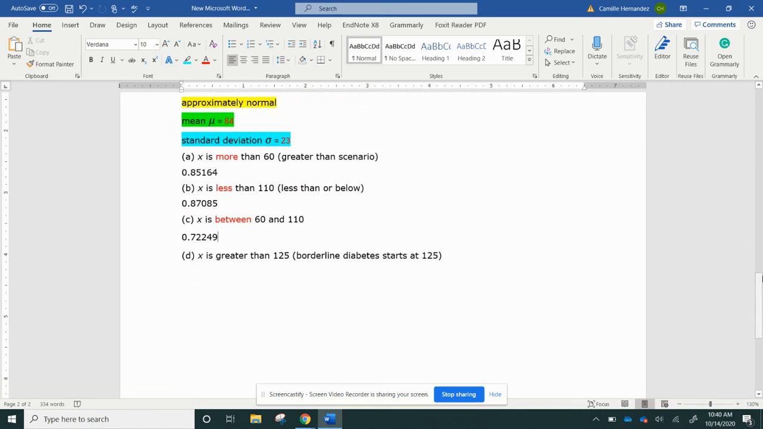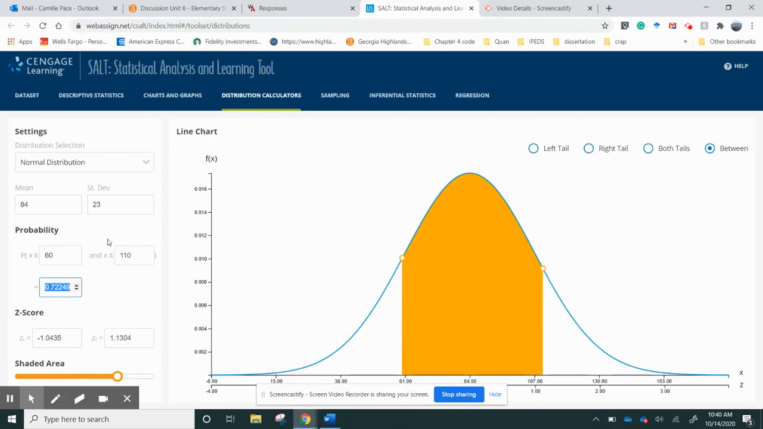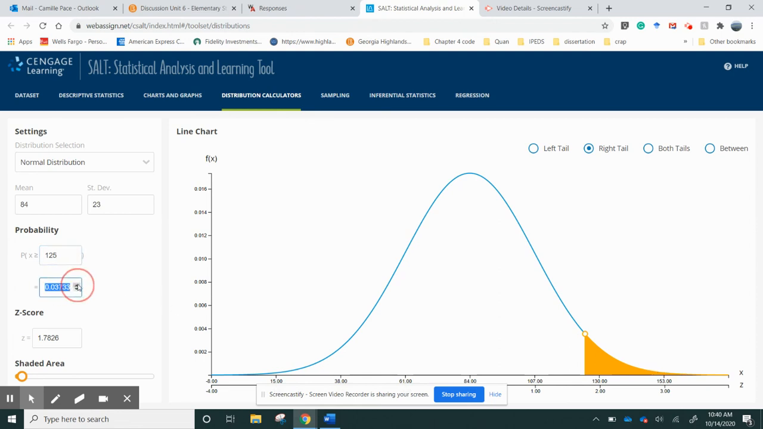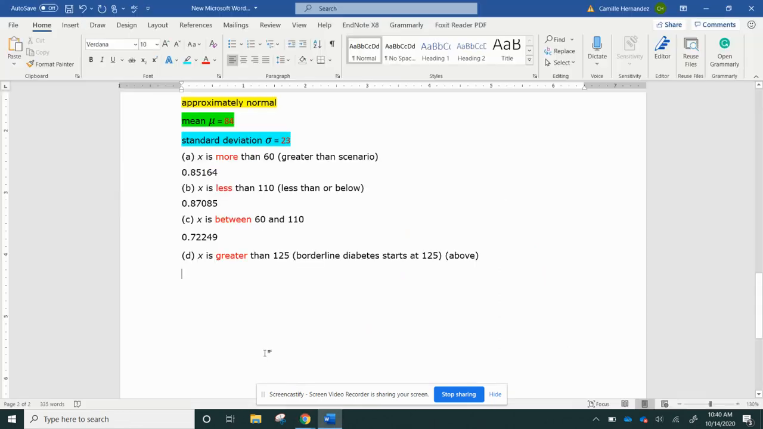All right, last one. X is greater than 125. Again, greater. Where have we seen that before? Up here with more than. So I can also say above. I'm going to go back to my SALT table. It says greater than 125, so I go here and do right-tailed, and I put in 125. I see here, this is around 125 and I'm looking at everything above it. So let's put that here. I'm going to copy it. So let's look at it.